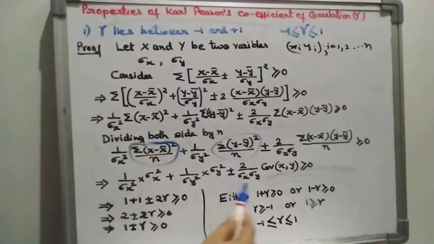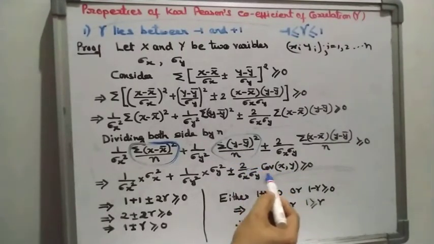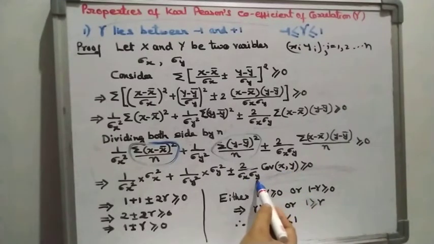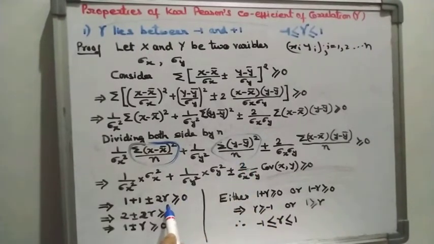So, we write here plus minus 2 rho. This means this is the formula of covariance of x y divided by sigma x sigma y is rho, the formula, that means Karl Pearson's coefficient of correlation. So, we write 2 rho, which is greater than or equal to 0. Now, 1 plus 1 is 2, 2 plus minus 2 rho is greater than or equal to 0. If you take 2 common, it will go that side. So, 1 plus minus rho is greater than or equal to 0.